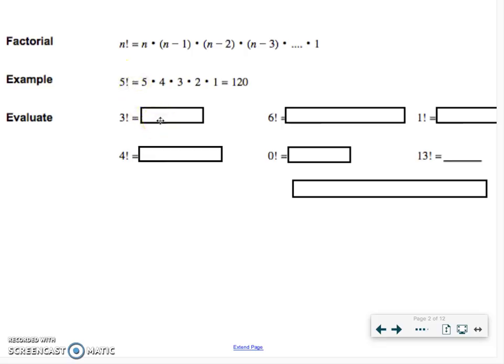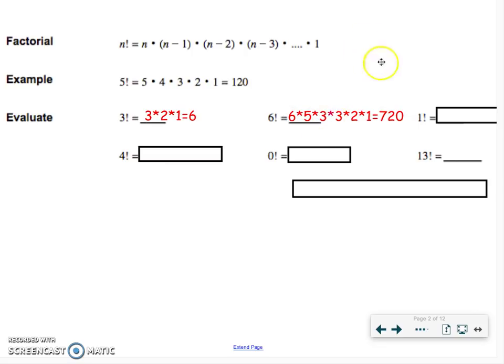So let's take a look at 3 factorial. Remember, for factorials, we're just multiplying by each number that is smaller than the one we started with. In this case, 3 factorial is just going to simply be 3 times 2 times 1, which will give you 6. Now we take a look at 6 factorial. 6 factorial is once again just going to be 6 times 5 times 4 times 3 times 2 times 1. You can either punch all that in or you just hit 6 factorial to find that your answer is 720.